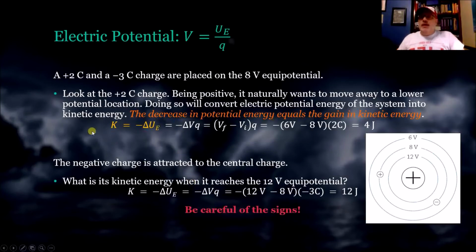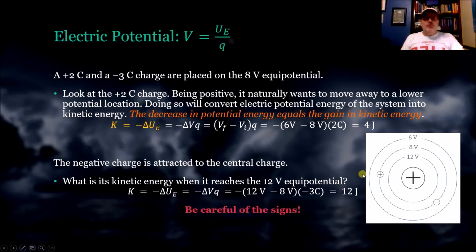All right, so here's an example. I have a +2 Coulomb charge and a -3 Coulomb charge placed on the 8 V equipotentials. That's this one right here. I have a big positive charge in the center. Now let's take a look at the +2 charge right here. Since it's positive, it naturally wants to move away from this one. That means it's going to be moving towards a lower electric potential. Positives always move towards lower electric potential if they can.